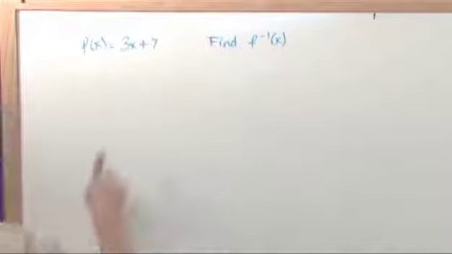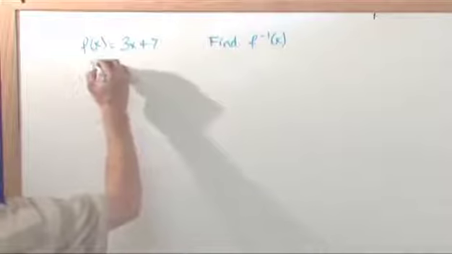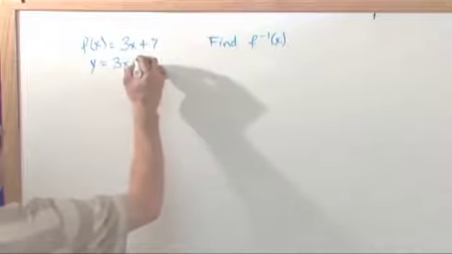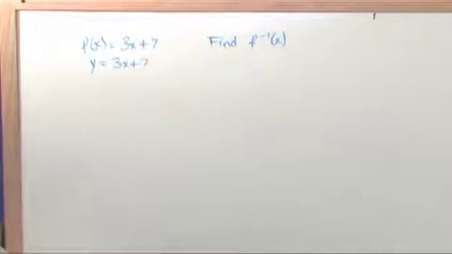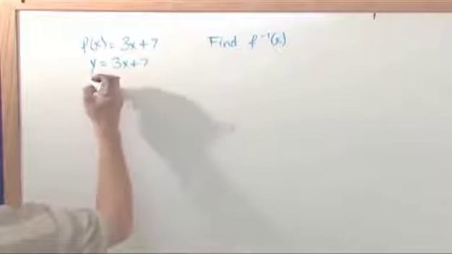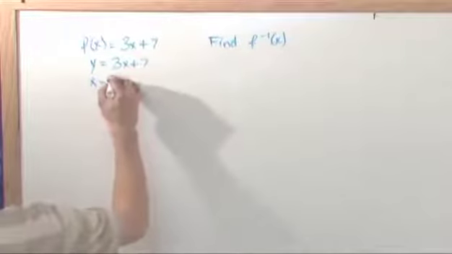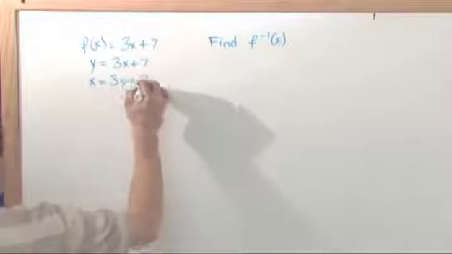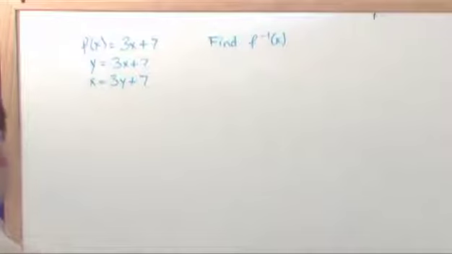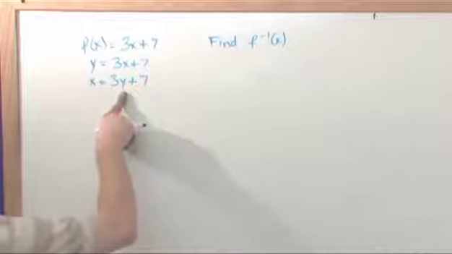So the first step is to replace f of x with y. Y is equal to 3x plus 7. The next step is to flip x and y around. So I'm replacing y with x and x with y. That's all I did. That actually does the flipping. The next step is just to solve for y.